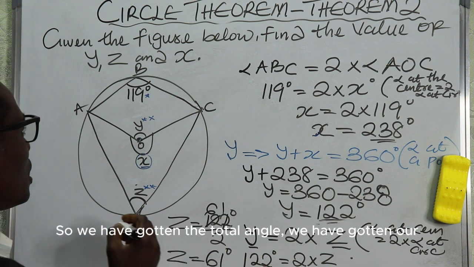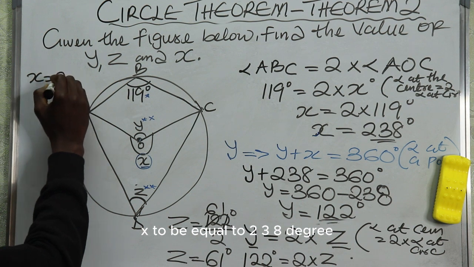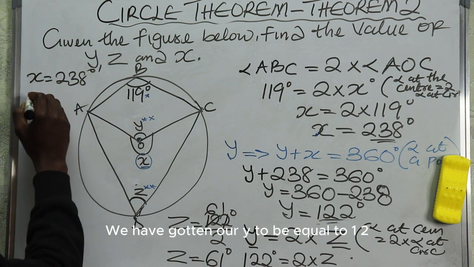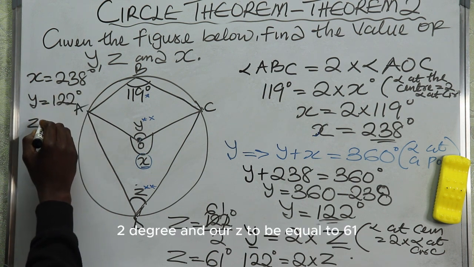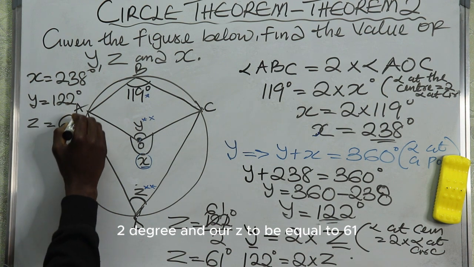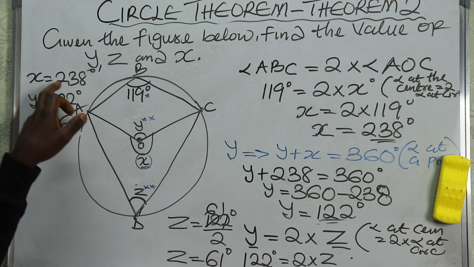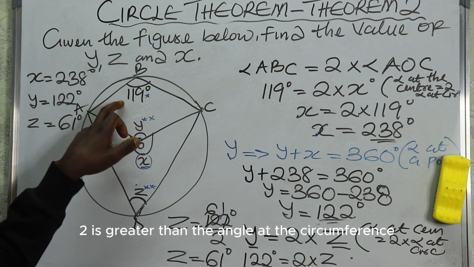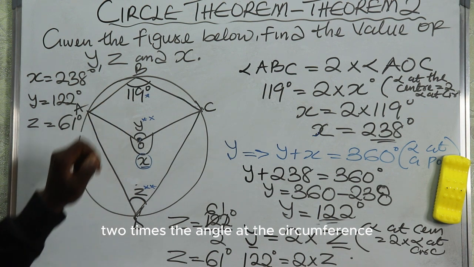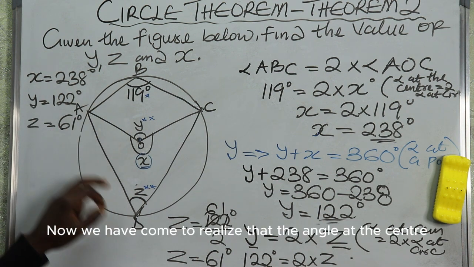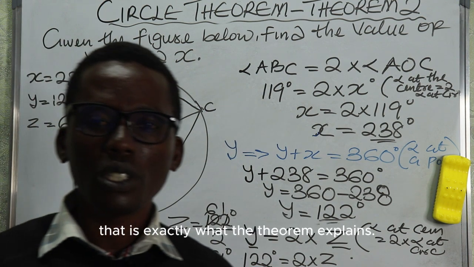Degrees. So we've gotten the total angle, we've gotten our x to be equal to 238 degrees, we've gotten our y to be equal to 122 degrees, and our z to be equal to 61 what? 61 degrees. So you see that the angle at the center is greater than the angle at the circumference, because the angle at the center is what? 2 times the angle at the circumference. Now we've come to realize that the angle at the center is equal to 2 times the angle at the circumference. That is exactly what the theorem explains.